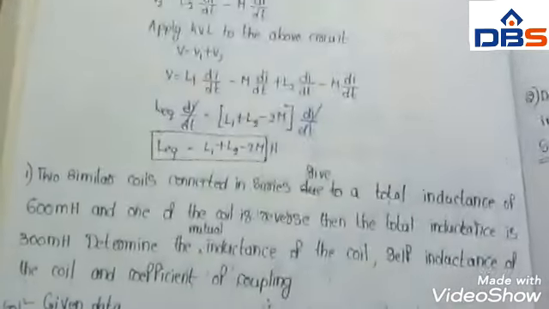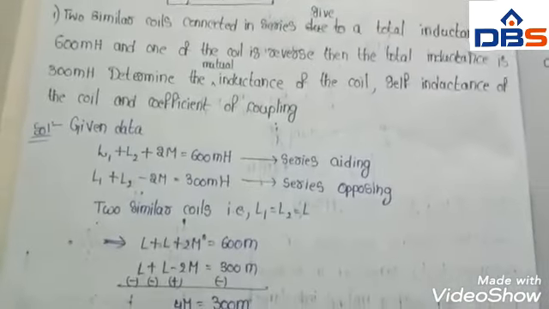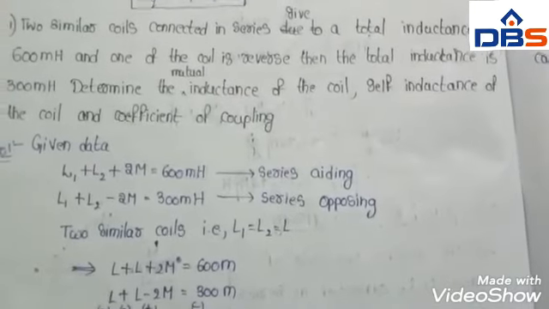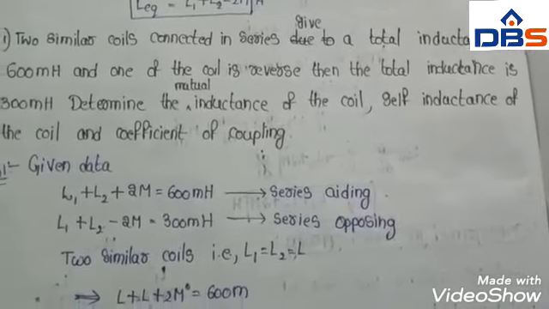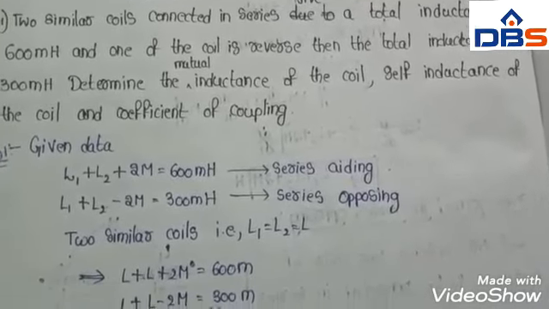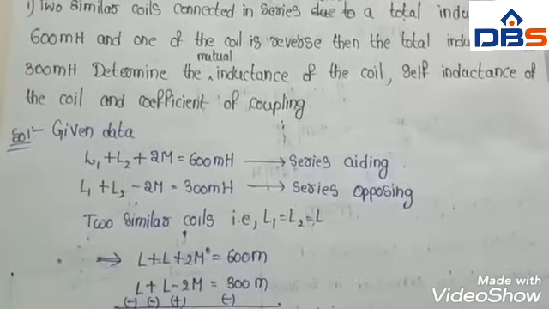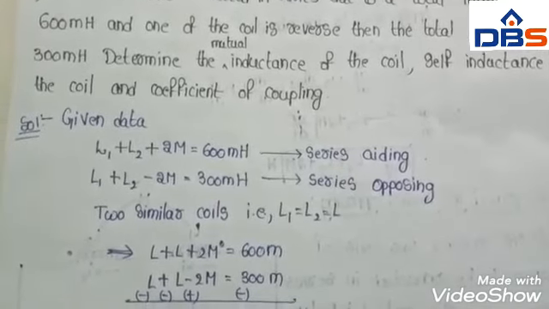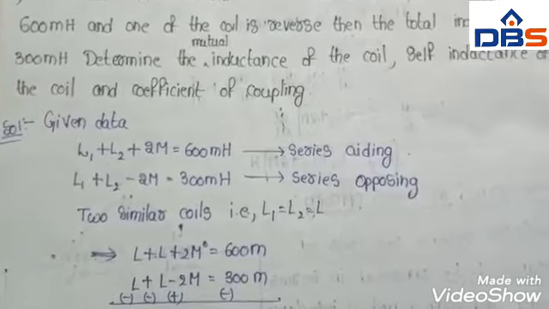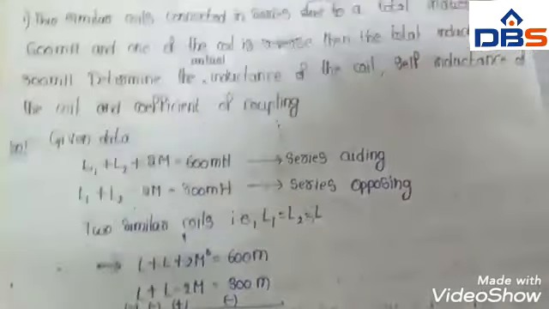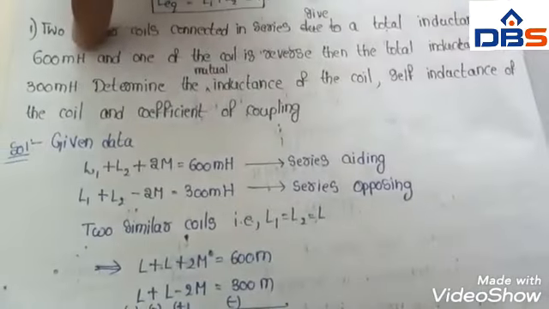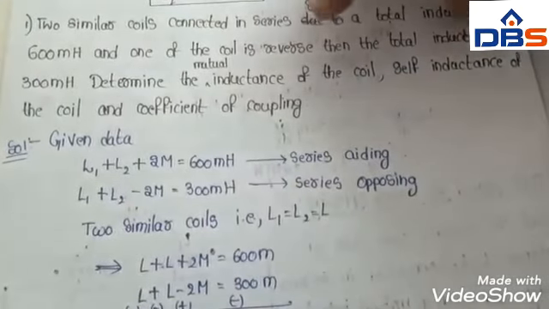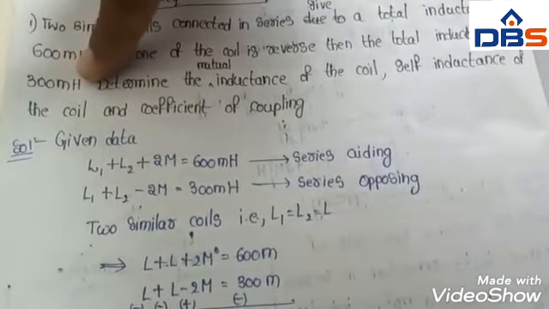Go for the problem. Here two similar coils are connected in series. The total inductance is 600 millihenry. If one of the coils is reversed, the total inductance is 300 millihenry. Determine the mutual inductance, self inductance, and coefficient of coupling. Two similar coils means both inductors are the same, L1 = L2 = L. Series aiding inductance is 600 millihenry. One coil reversed is series opposing, value is 300 millihenry.